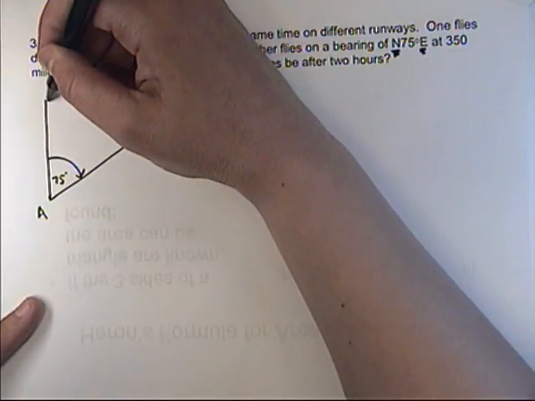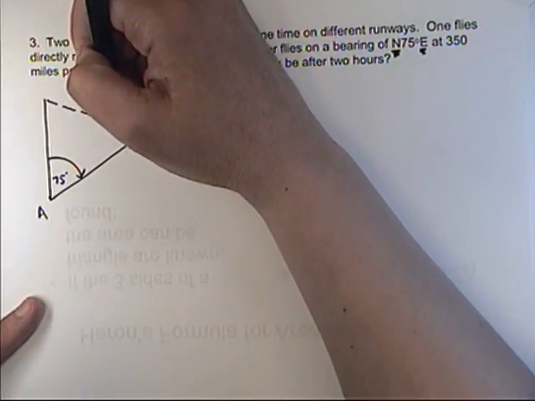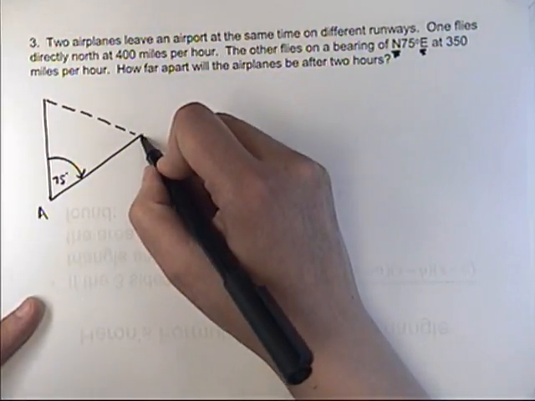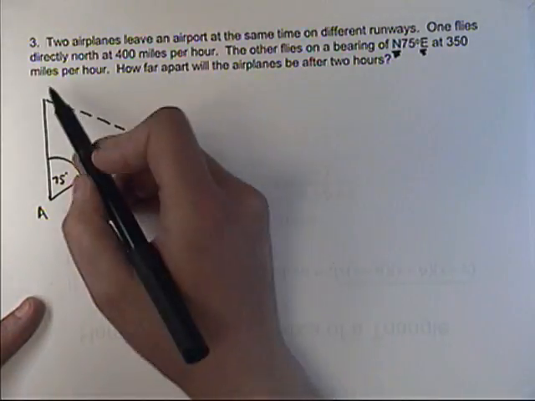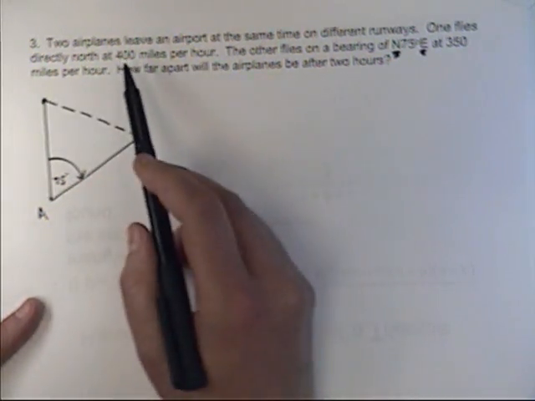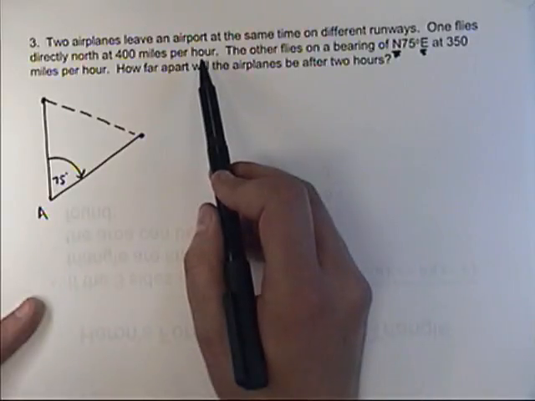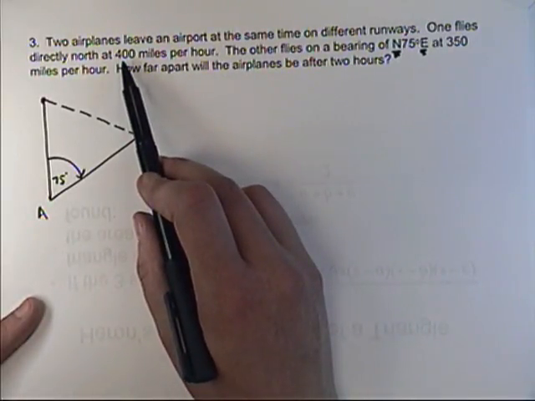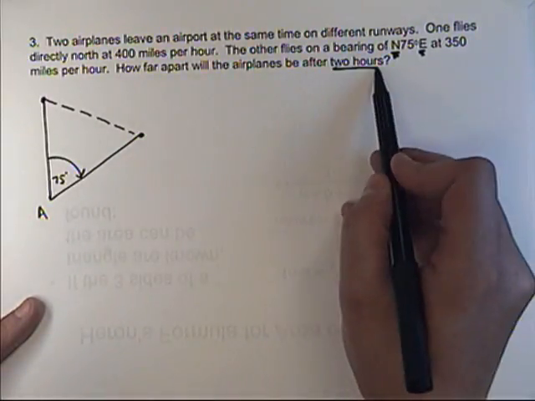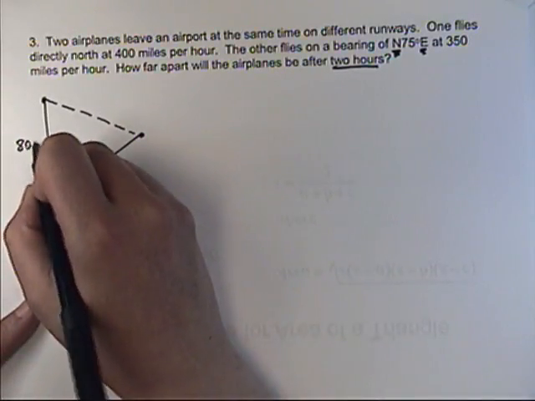So basically, they want to know what this distance is right here. So let's pretend after 2 hours, the one airplane is here and the other airplane is here. Now, if the first one travels at 400 miles per hour, that means after 1 hour, it traveled 400 miles. So after 2 hours, it traveled 800 miles.